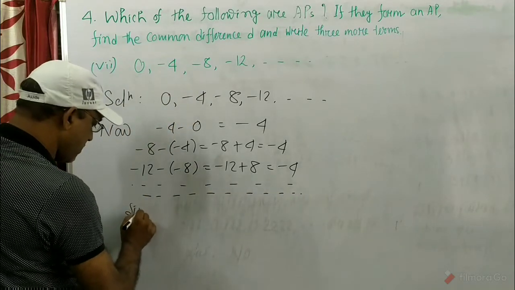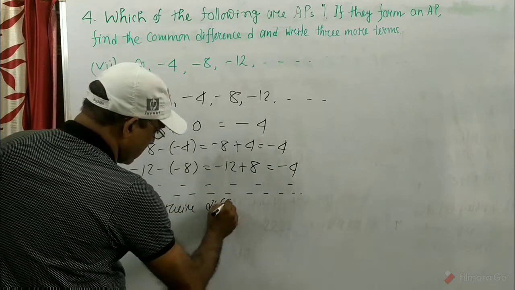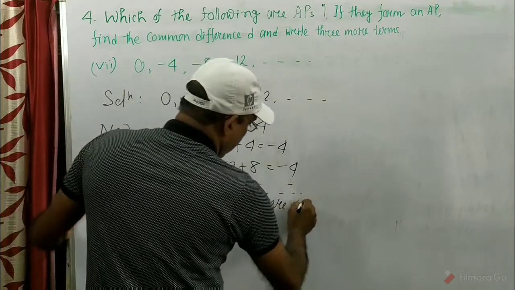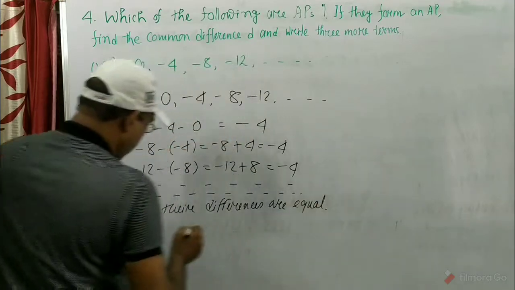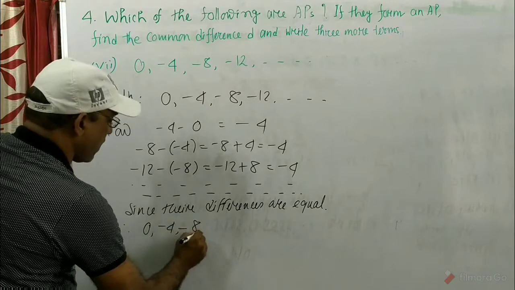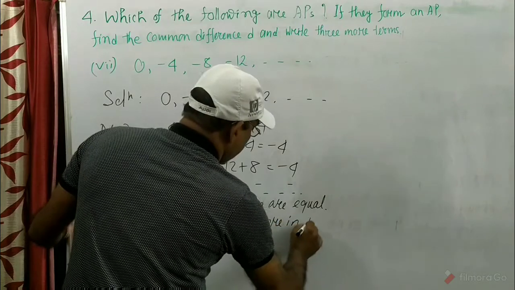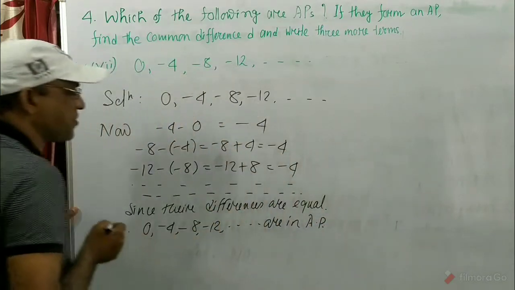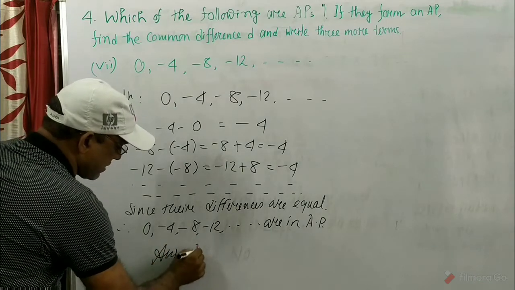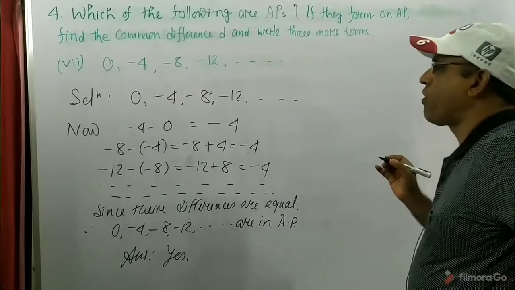Since their differences are equal, therefore 0, minus 4, minus 8, minus 12, and so on are in AP. So the answer is yes. If they form an AP, we want to find the common difference.